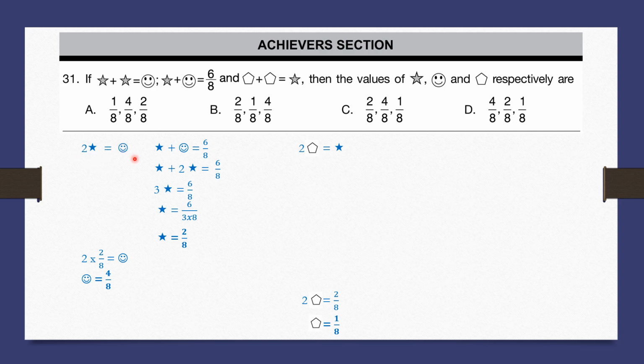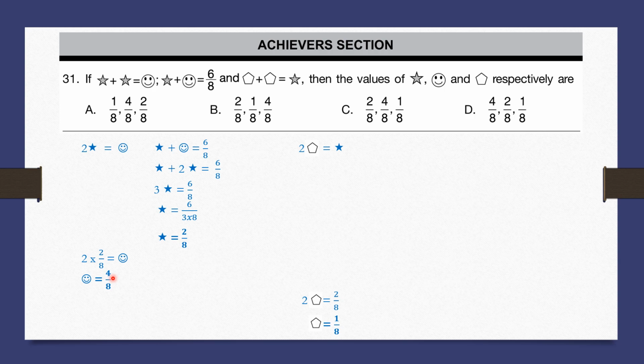Now we know the value of a smiley face is 2 star. So we replace the smiley face by 2 star. So star plus 2 star equals 6 by 8. So 3 star equals 6 by 8, and 1 star will be 6 divided by 3 times 8. So we have to keep the 8 at the bottom. So we will cut 3 and 6 and get 2 by 8. So star value is 2 by 8. Now we replace the value of star here. So 2 times 2 by 8 equals the value of smiley, which is 4 by 8.